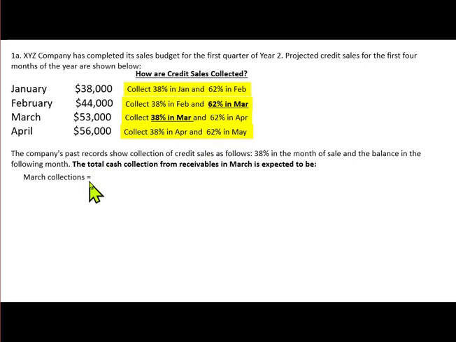So March collections would include February sales, because we're going to collect 62% of those February sales in March, which is a total of $27,280. And we're going to collect also March sales. 38% of March sales are collected in the month of sale, which is 38% times 53,000, which is $20,140. So that gives us a total of $47,420 that will be collected in March. So it's real important to understand what they're asking and for what month they're asking it for.